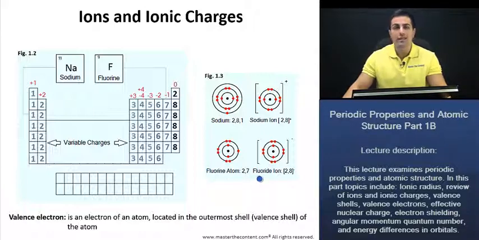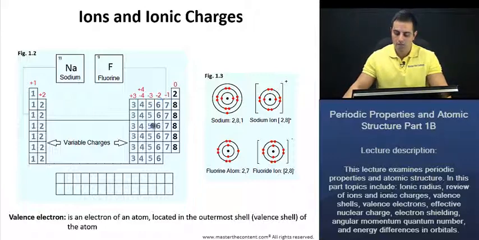Now, when the fluorine atom gains that electron, it is then considered to be a fluoride ion. And that fluoride ion is going to carry with it a negative charge. Now, if we come back up here to figure 1.2, we see all elements in group 7, when they gain an electron, are going to have a -1 charge. And what is that -1 charge telling us? The -1 charge is telling us that it's going to have one more electron than proton.